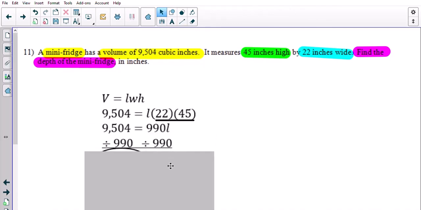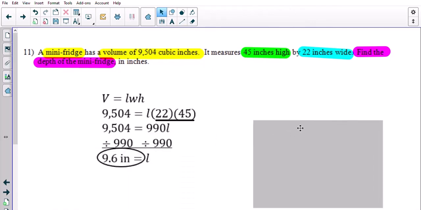Divide both sides by 990. And the length, or again, if you want to consider it the depth of this mini fridge, will be 9.6 inches. That's a really narrow mini fridge. We've got 9.6 inches here. I think ours is definitely deeper than that.